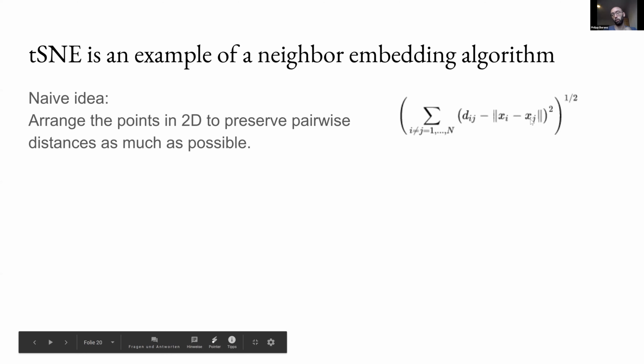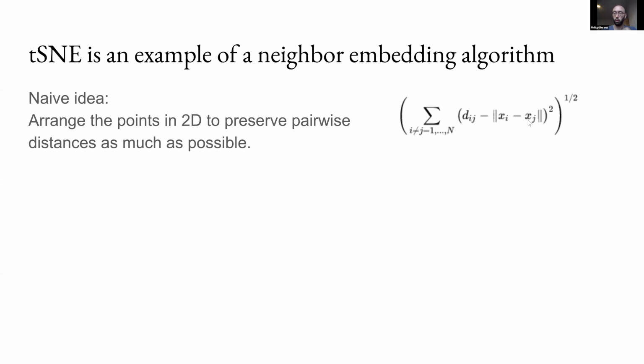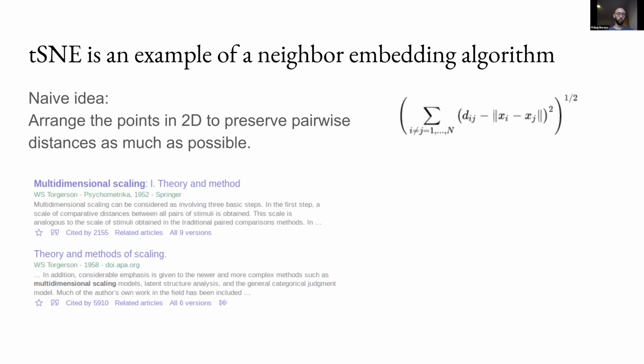So xi and xj are the points in high dimensional space, and these are the other embedded points, and then this is the distance in the high dimensional space, and this I want to minimize. So I want to find a representation in 2 dimensions that captures all the pairwise distances in the high dimensional space as well as possible. This is at the heart of a very old method called multidimensional scaling. It's already almost 70 years old. And the short version is it doesn't work.